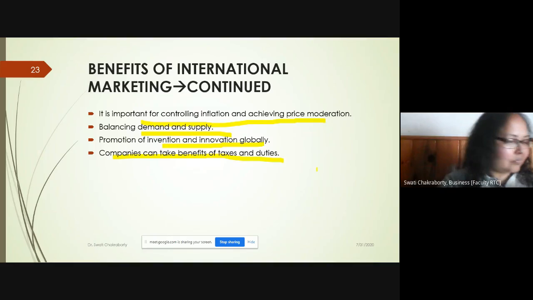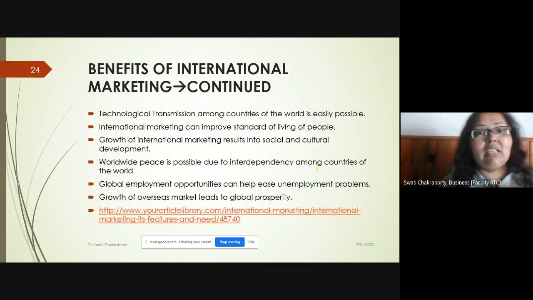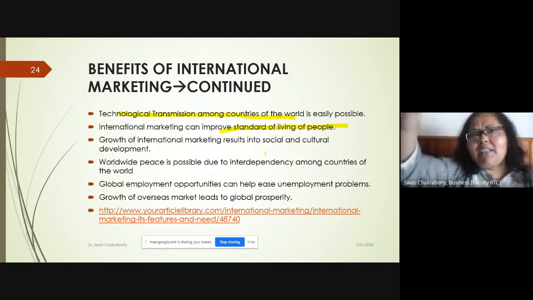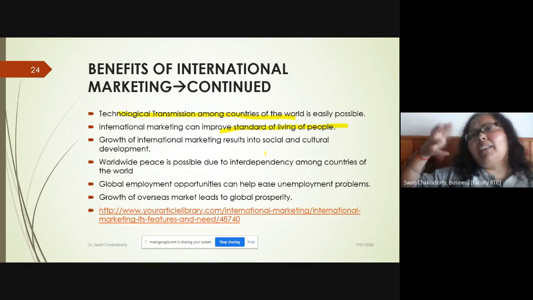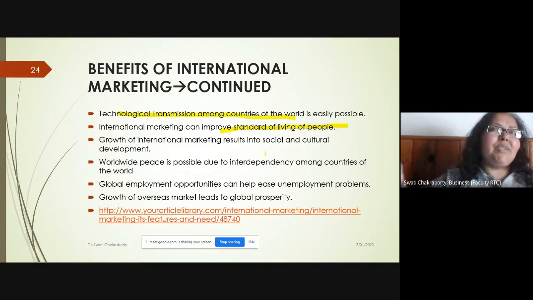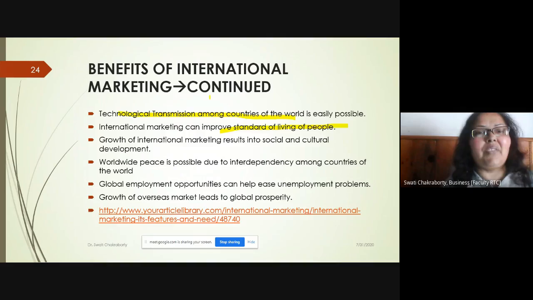Technological transmission can take place. You can have access to better technology, which helps in improving the standard of living. When you operate in different countries, people there can work, jobs are created, and the standard of living increases. People in your home country are also producing on a mass scale, so income increases, more people are needed, and the standard of living increases.